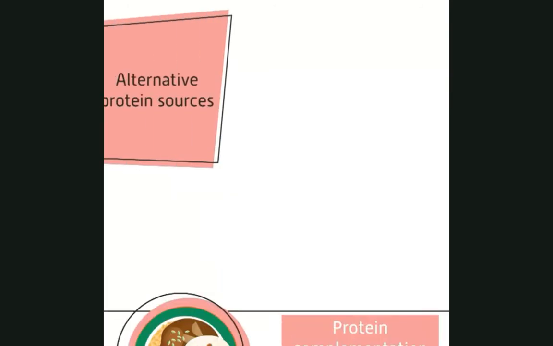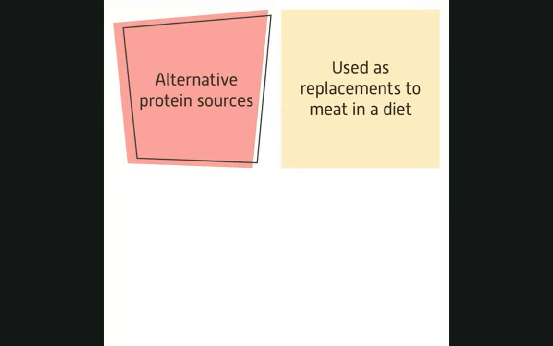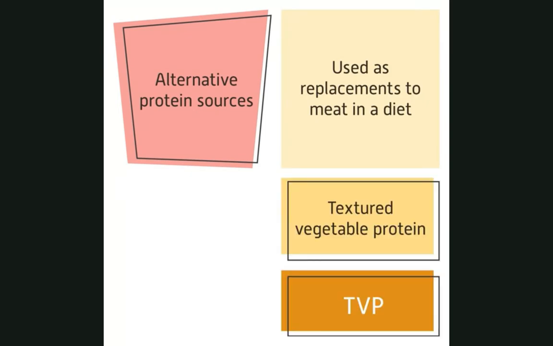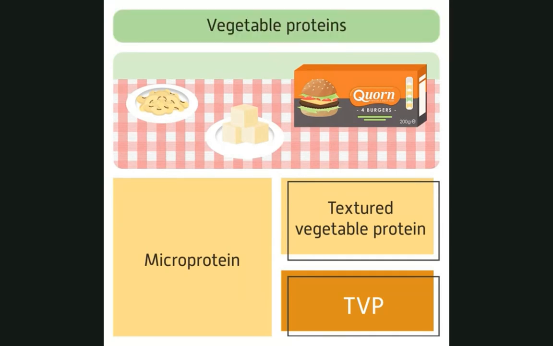You can find alternative protein sources today. These are used as replacements to meat in a diet. These include textured vegetable protein, or TVP, microprotein, soya, tofu, and corn. These are all made from vegetable proteins.